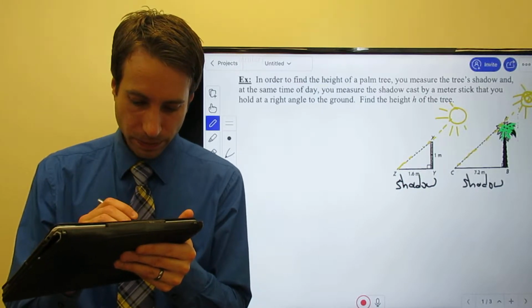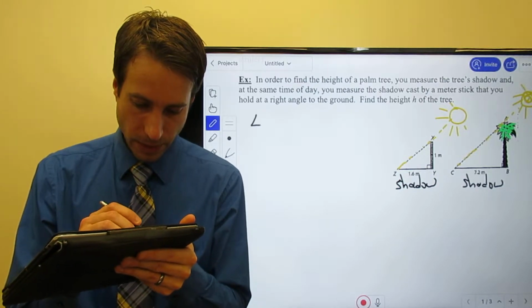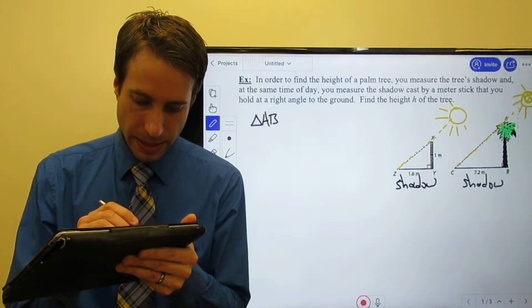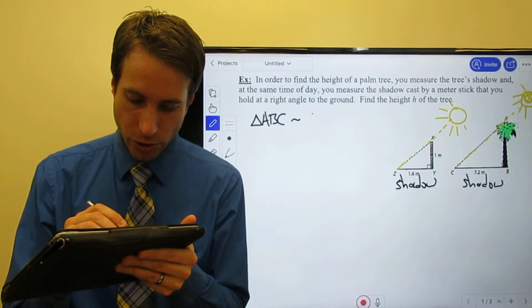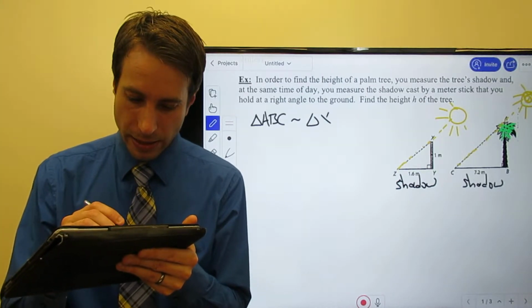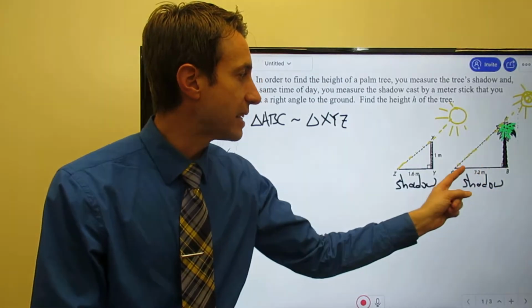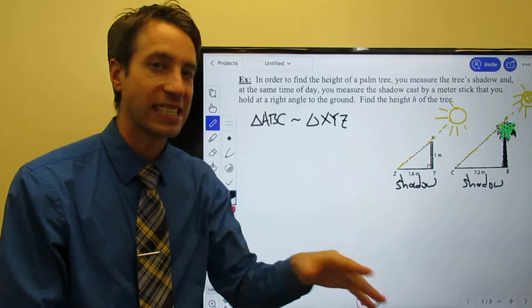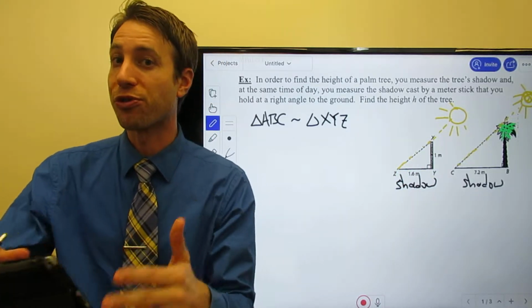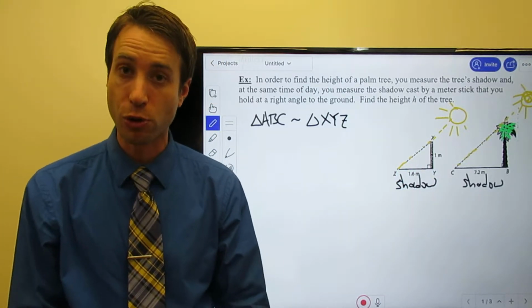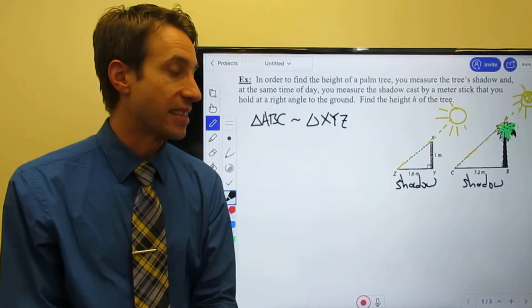Triangle ABC is proportional to triangle XYZ. Right, so triangle ABC is proportional to XYZ. Let me show you how. We have several theorems to prove triangles are proportional. Let's see which one works for us in this case.